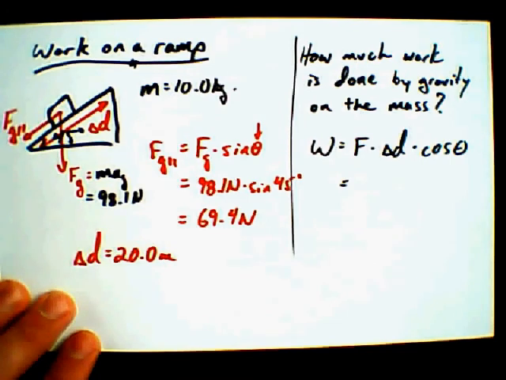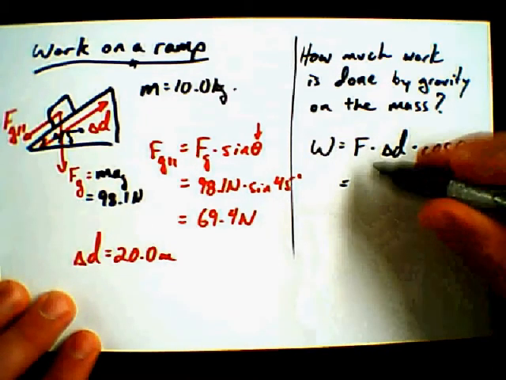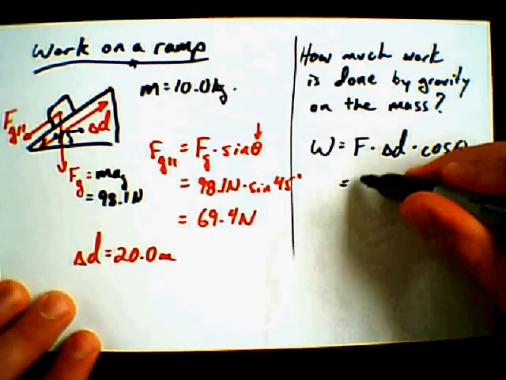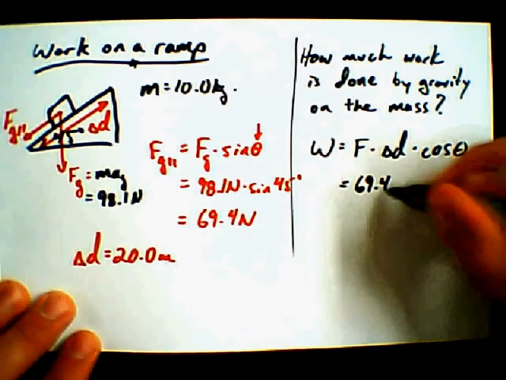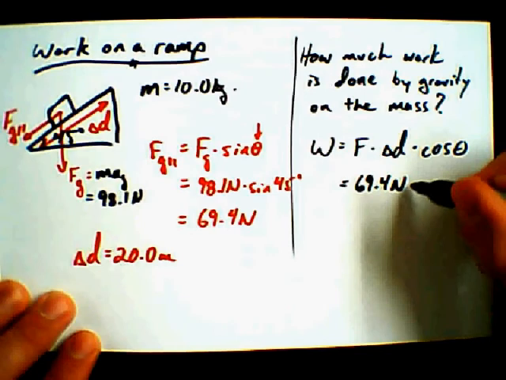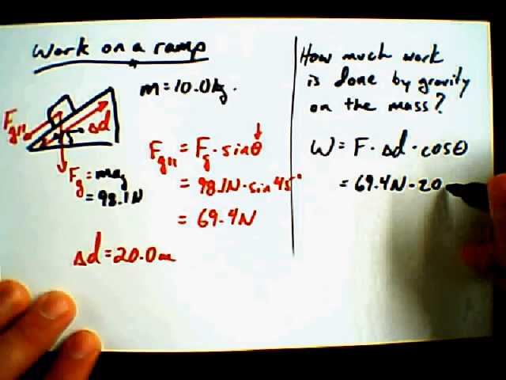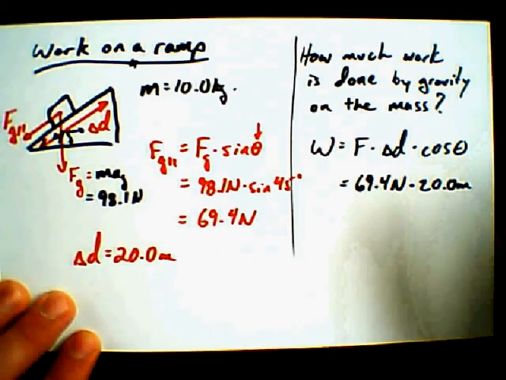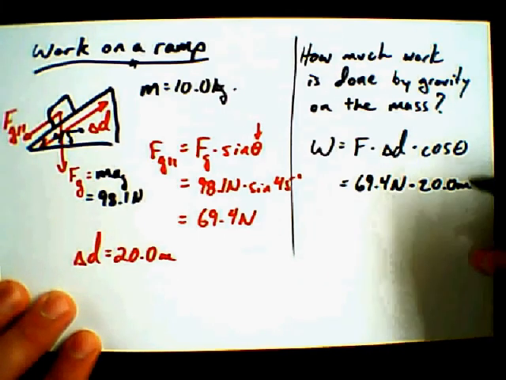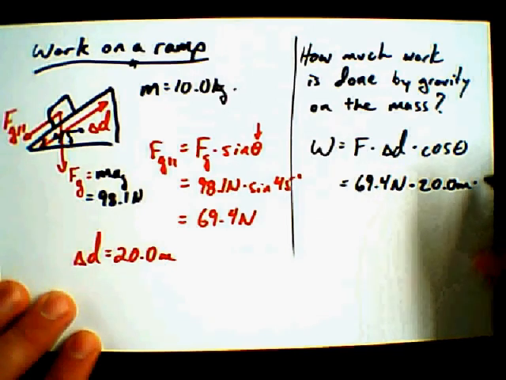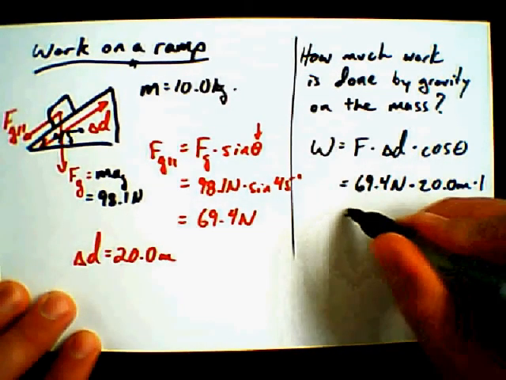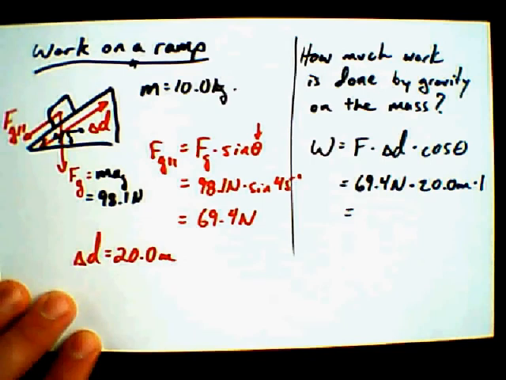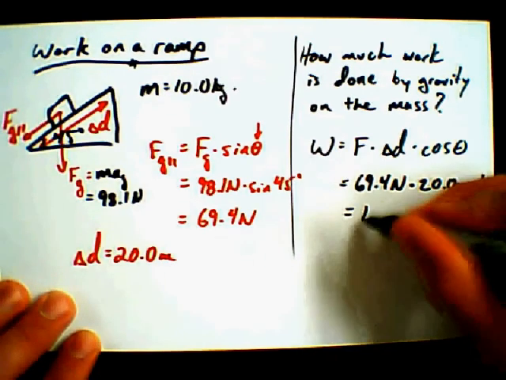Okay. So force would be Fg parallel, or 69.4 newtons, times delta D, 20 meters. And the angle between Fg parallel and the displacement down the slide, what is it? It's 0. So cosine of 0 ends up just being 1. Somebody with a calculator, 69.4 times 20. I got approximately 1388. Yeah, 1388 sounds good.